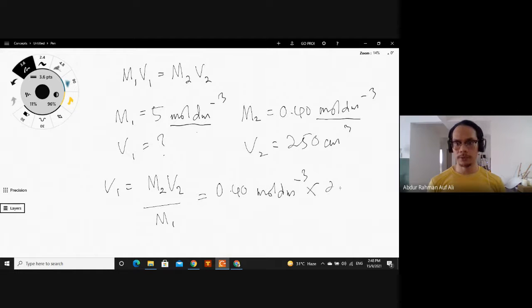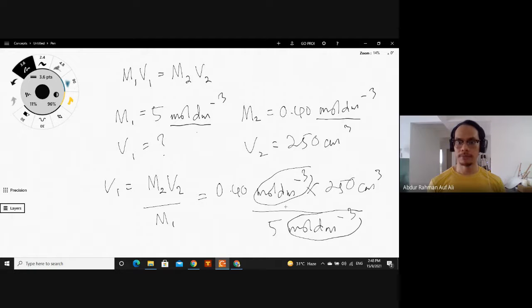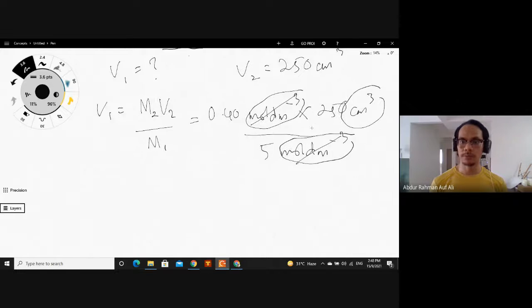Volume 2 250 cm cubic bagi dengan M1 which is 5 mole dm cubic. Kamu tengok unit untuk ni dan unit ini sama. So di dalam function bagi, so we can cancel it out. The same number bagi dengan same number, kamu boleh cancel it out, dapat satu. So this is the same logic lah. So cancel each other out. So the remaining unit adalah centimeter cubic, which is the unit untuk volume.